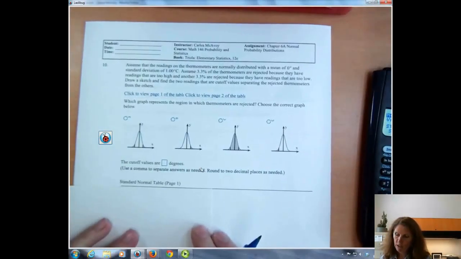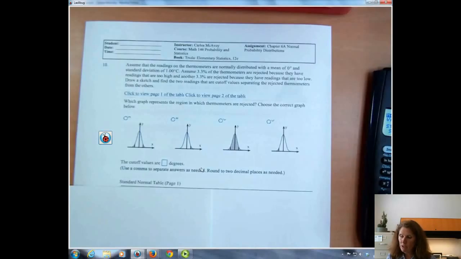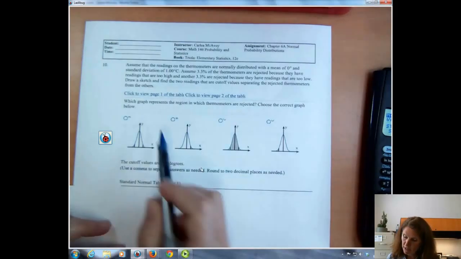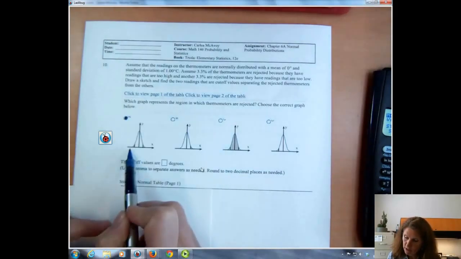Okay, assume that the readings on a thermometer are normally distributed with a mean of 0, standard deviation of 1. Assume 3.3% of the thermometers are rejected because they have readings that are too high, and another 3.3% are rejected because they have readings that are too low. Draw a sketch and find the two readings that are cutoff values separating the rejected thermometers from the others. Okay, we have some on the end that are being rejected because they're too low, and some on the end that are being rejected because they're too high. So it makes sense that we have this picture because some are on the left and some on the right.